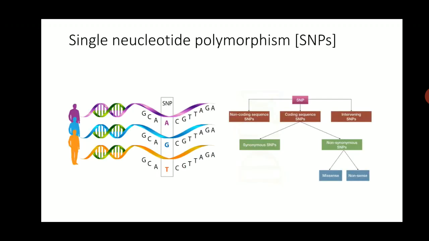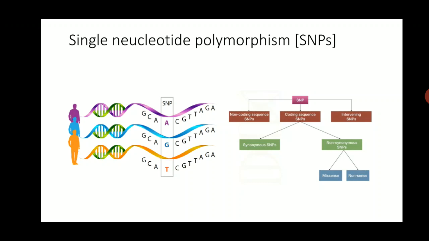Single nucleotide polymorphisms, as the name suggests, are different nucleotides present at the same location in different individuals. As depicted in this picture, there are three individuals, and at the same site the first person has adenosine, whereas the second person has guanine, and the third person has thymidine. So there is a difference in a single nucleotide at a given point. Such single nucleotide differences are many, about 1000 to 2000 SNPs are present in any two given individuals.